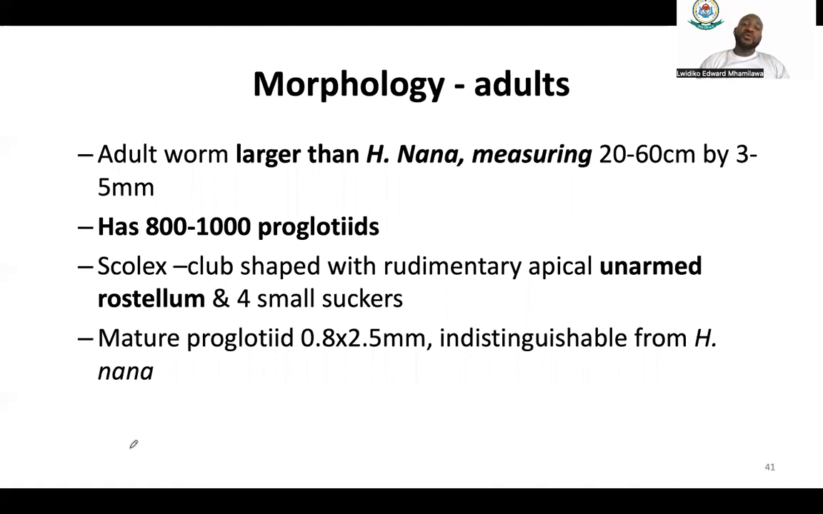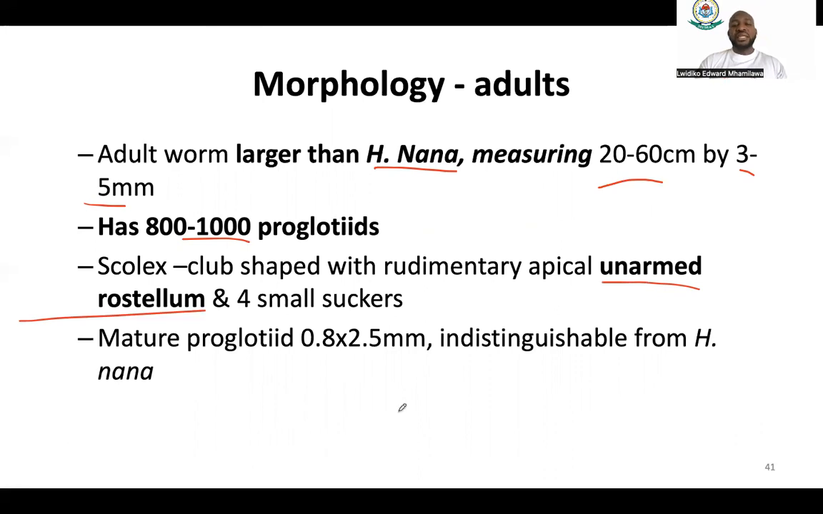So adult worms usually are larger than Hymenolepis nana. If you remember, we said H. nana is the dwarf. These ones could be up to 20 to 60 centimeters by 5 to 7 millimeters. The other one was only 0.7 millimeters wide. And this one has up to 1,000 proglottids, while the other one had about 200. The scolex is club-shaped and does not have hooks. It is unarmed, while the other one we saw, the rostellum, is armed and could be retracted.